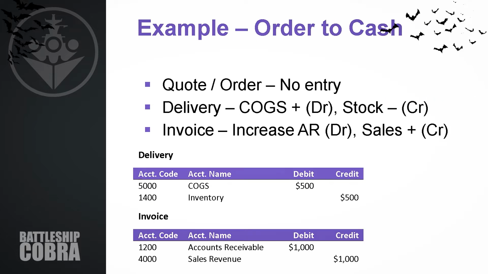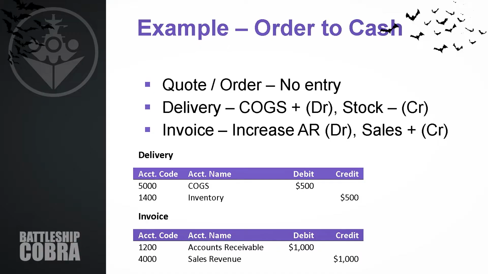So we're going to jump into an order to cash example within SAP. So what is order to cash? Order to cash is like your quote to an order, order to the delivery, delivery to the invoice. So I'm just going to cover those things, and we're going to walk through specifically what happens in SAP. So here is what happens. Quotes and orders: no entry. All you're doing is a quote is just giving somebody a specific quote on an item or set of items. An order is the order, but there's no financial impact to that order.